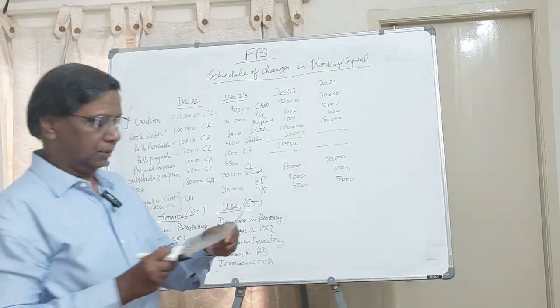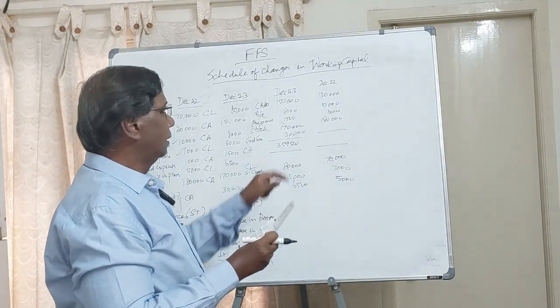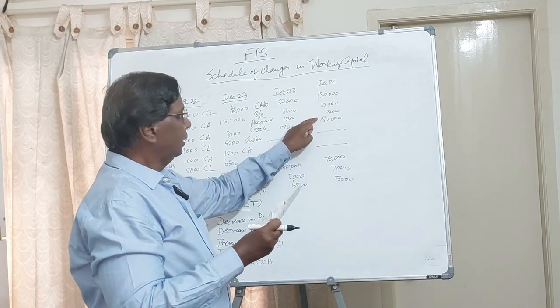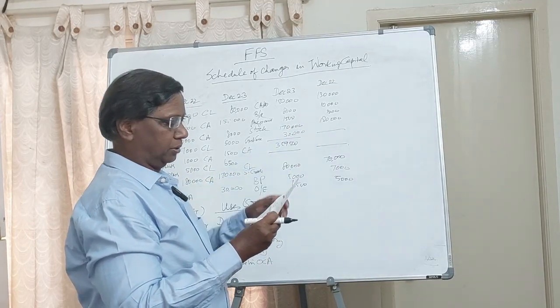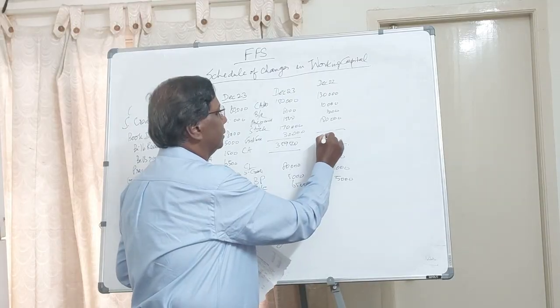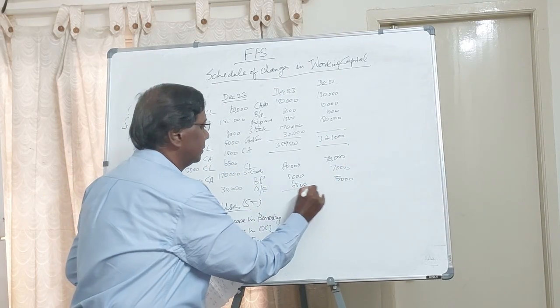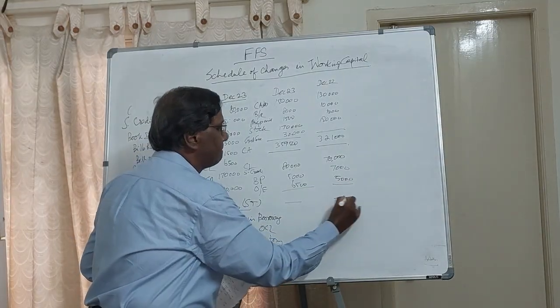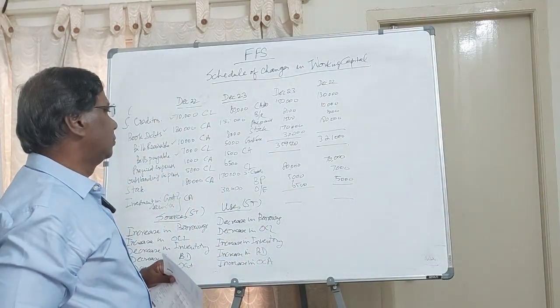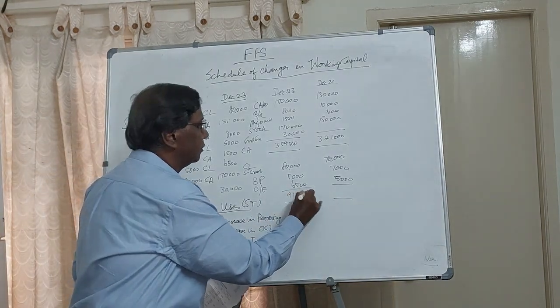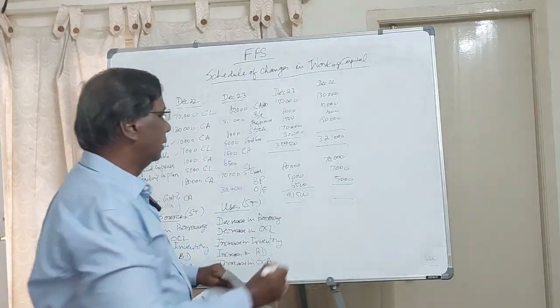Okay. Then here, 1,30,000, 10,000, 1,000, 1,80,000. So it comes around 3,21,000. Okay. What are current liabilities? Just find out. So 91,500. This is 82,000.